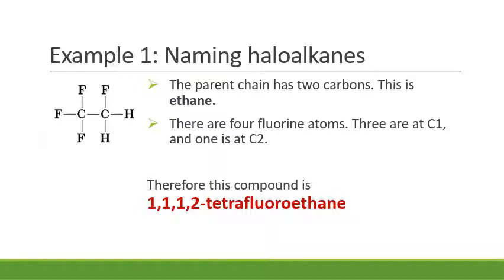In this example, we see that the parent chain has 2 carbons. Thus the parent's name is ethane. There are 4 fluorine atoms, 3 are at C1 and 1 is at C2. Therefore, this compound is called 1,1,1,2-tetrafluoroethane.